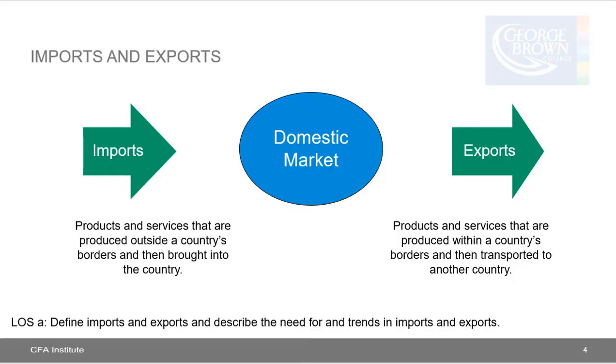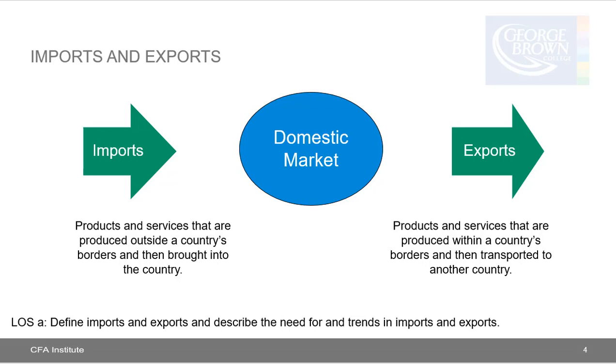Learning Outcome Statement A is define imports and exports and describe the need for and trends in imports and exports. So countries have been trading with each other for centuries, and the primary mode of international trade is imports and exports. Imports refer to products and services that are produced outside a country's border and then brought into the country.